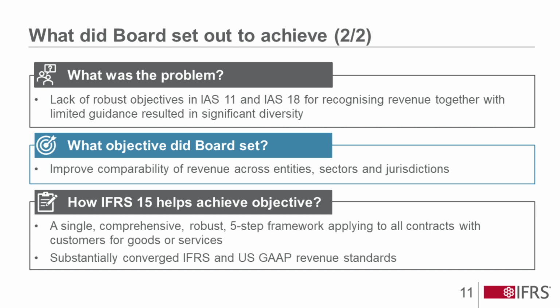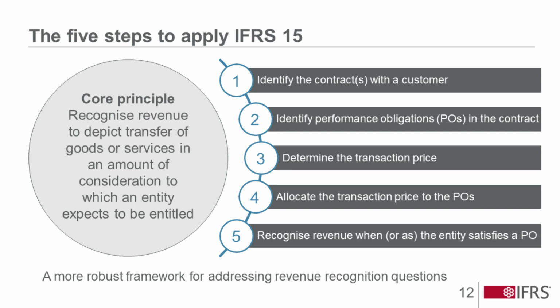IFRS 15, because all entities apply the same 5-step framework, there should be consistency in revenue recognition policies. Revenue information provided by entities in a sector, across sectors, and jurisdictions should be comparable. So, if an entity's business is licensing intellectual property, then its revenue recognition practices should not depend on whether it is a software developer, entertainment provider, or a pharmaceutical company, all of which have significant IP licensing activities. So that's an insight into really one of the critical things we were trying to do.